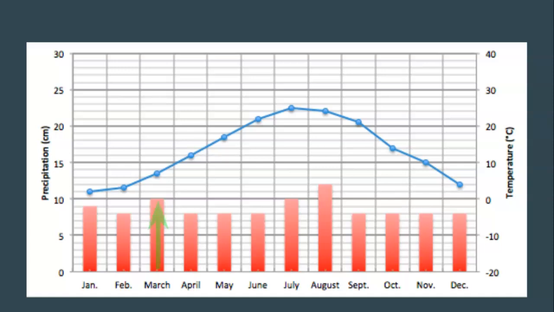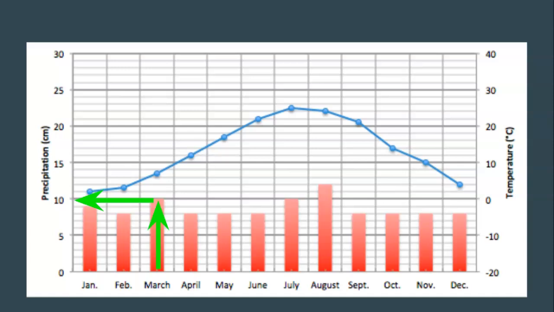So for example, maybe I want to know how much rain this location got in March. I could read to the top of the bar and then go across to the y-axis on the left, and I would see that in March, this location gets 10 centimeters of rain.